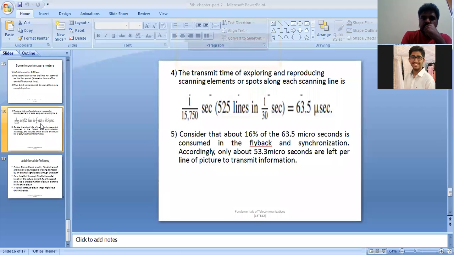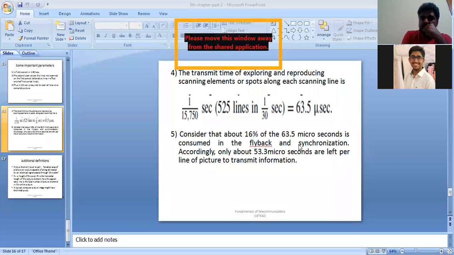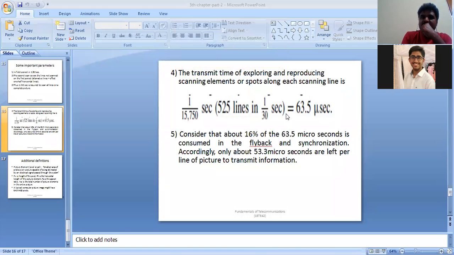Okay. So among the 63.5 microsecond, a major amount is of course used for television transmission, but some extra information is used for flyback and synchronization. Something like you are getting a lot of salary, but some portion of it you have to pay for income tax. So a small penalty we have to pay for synchronization and flyback.